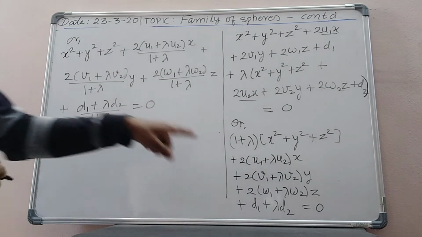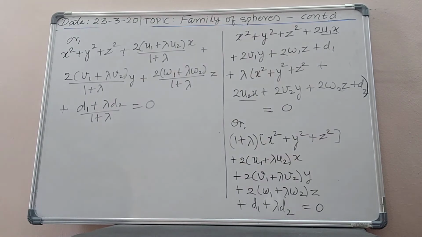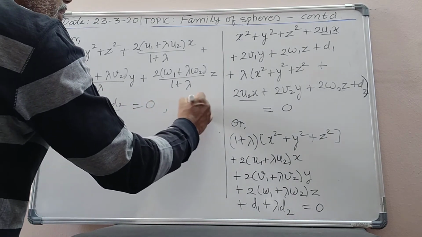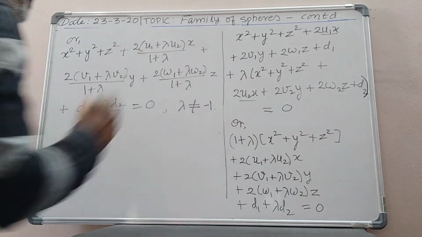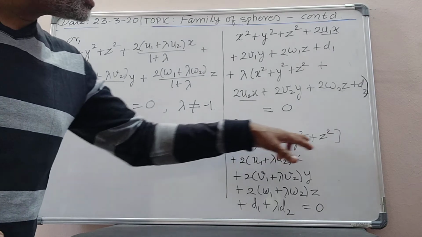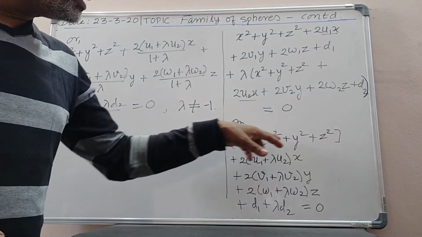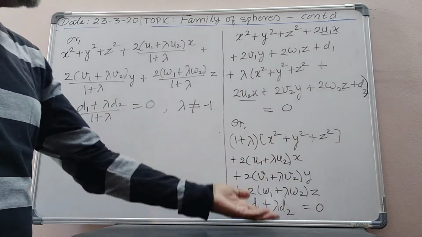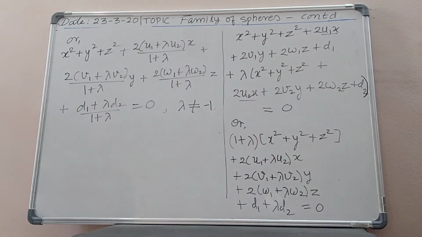Now you have to be a little careful while dividing by the quantity 1 plus lambda. You have to make sure that lambda is not equal to minus 1, because if lambda is equal to minus 1, you don't get the squared terms, and what you actually get will be a plane. So you won't get a sphere but a plane. One has to be careful carrying out this division.